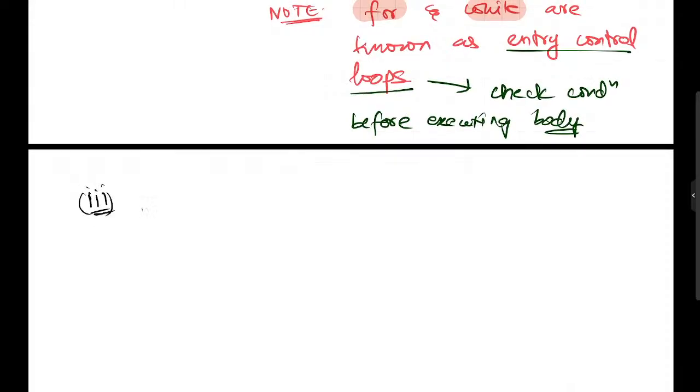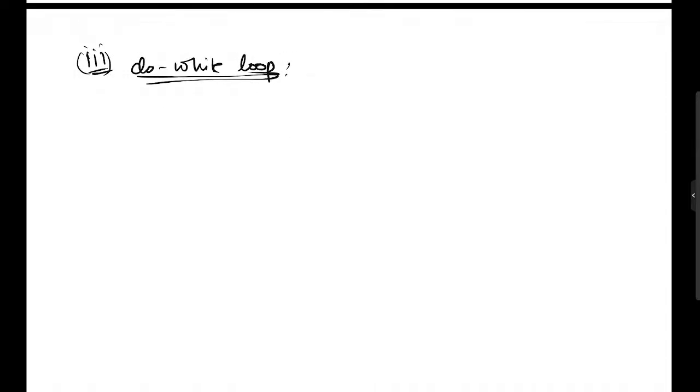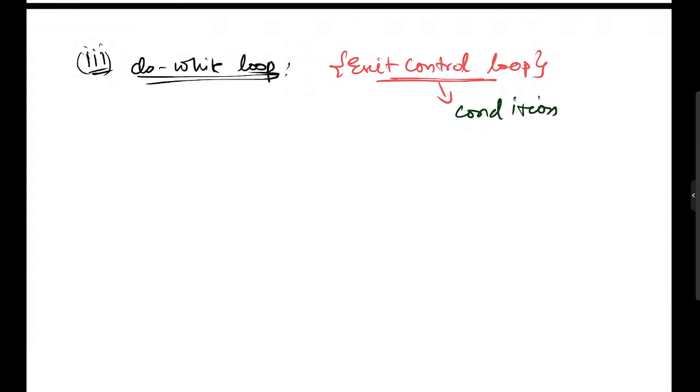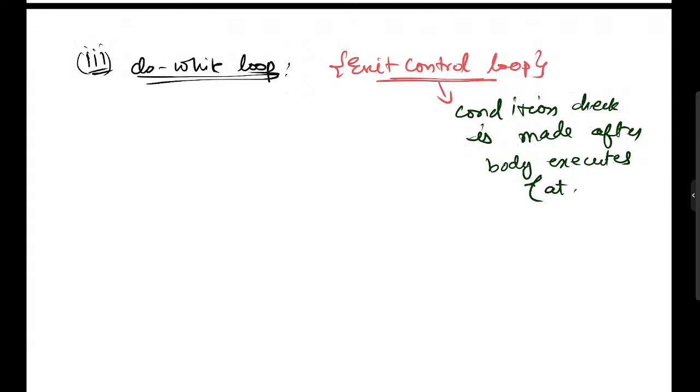Now we have something known as the do while loop. Very simply, what is do while? It's the only loop here which is exit control. This is an exit control loop. What do I mean by exit control? The condition check is made after the body executes. That is, the body executes at least once.